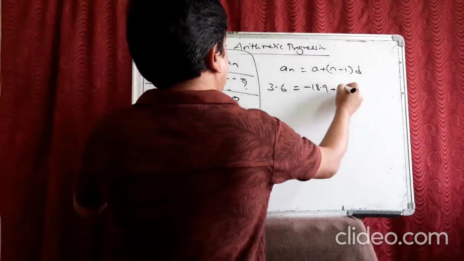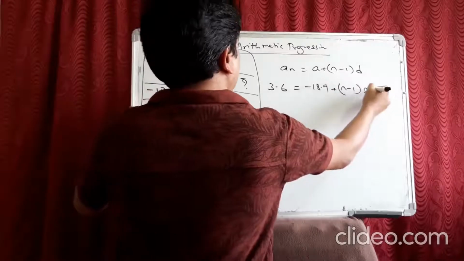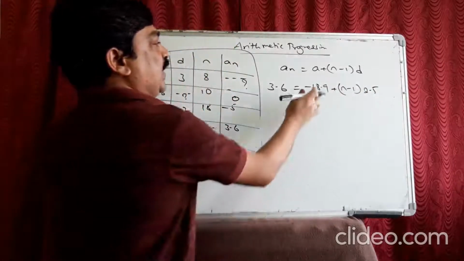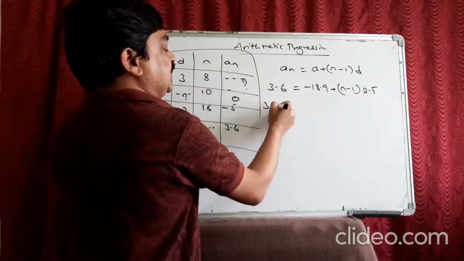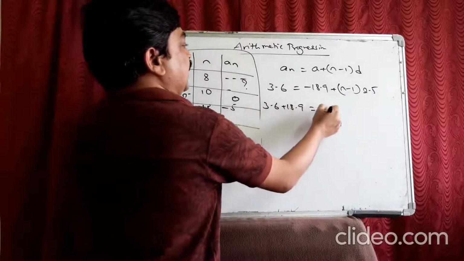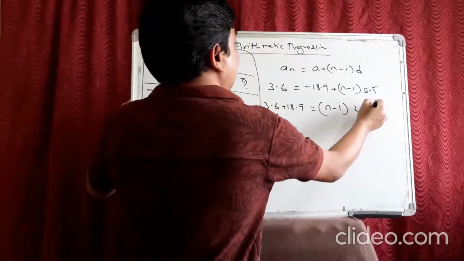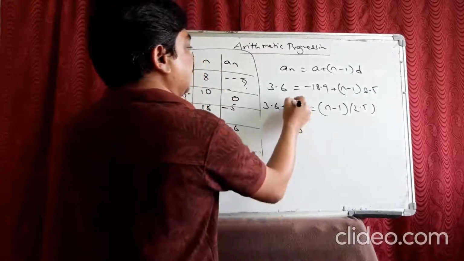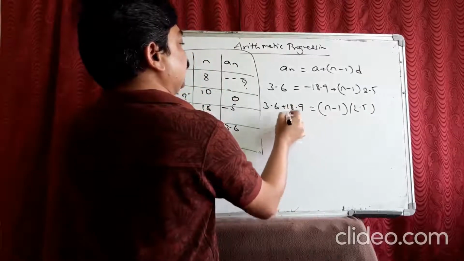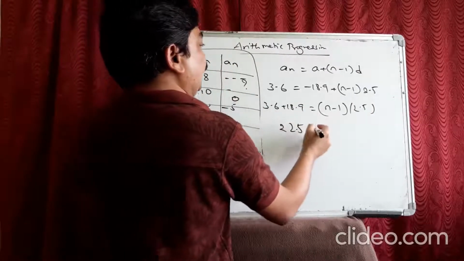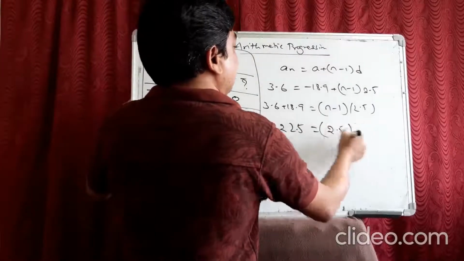And plus (n minus 1) into d is 2.5. So minus 18.9, bring here: 3.6 plus 18.9 is (n minus 1) into 2.5. If I add this, I'll get 22.5 is equal to 2.5 into (n minus 1).